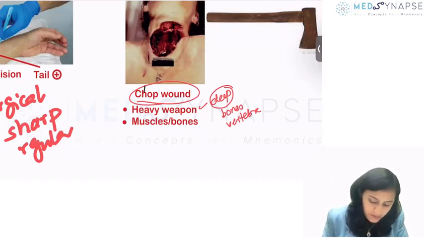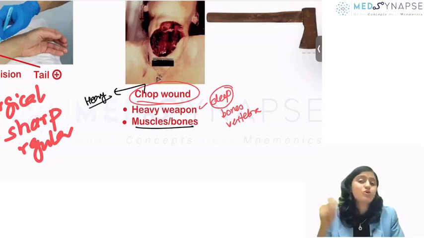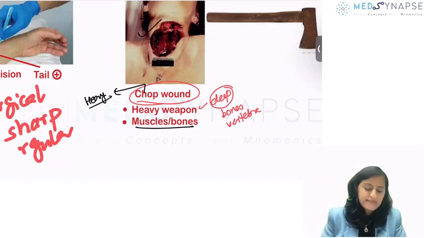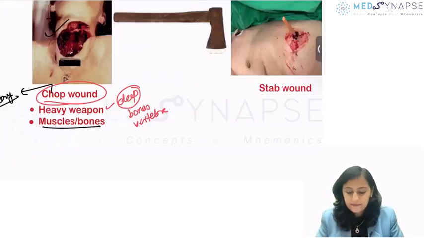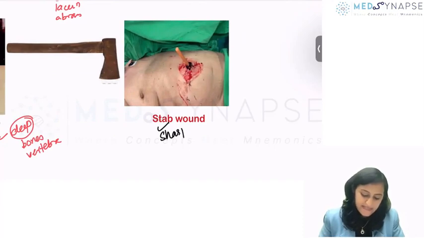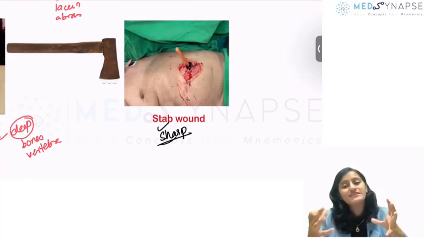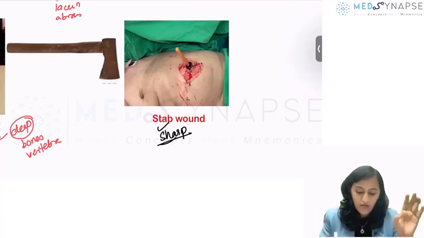Okay, chop wound, H for heavy weapon. Chop has a heavy weapon and goes deep till the muscles or the bones. So like the neck, where there are more muscles. And this is a stab wound. Stab is basically with a sharp weapon. We said that it is fish tail or it is spindle shape depending on single edge or double edge.